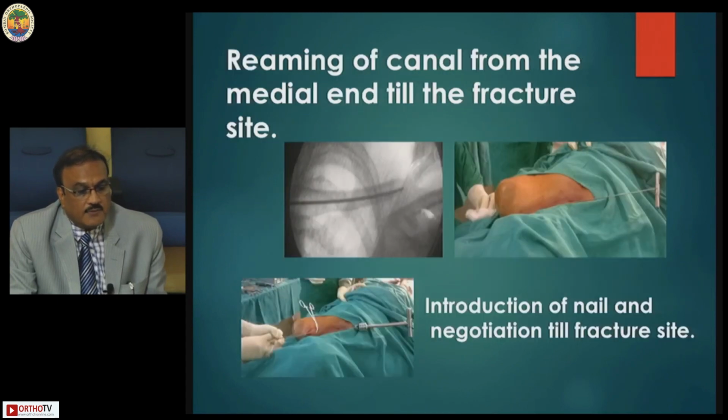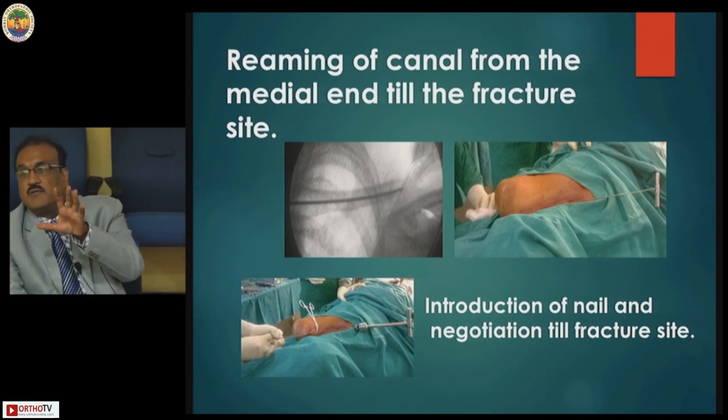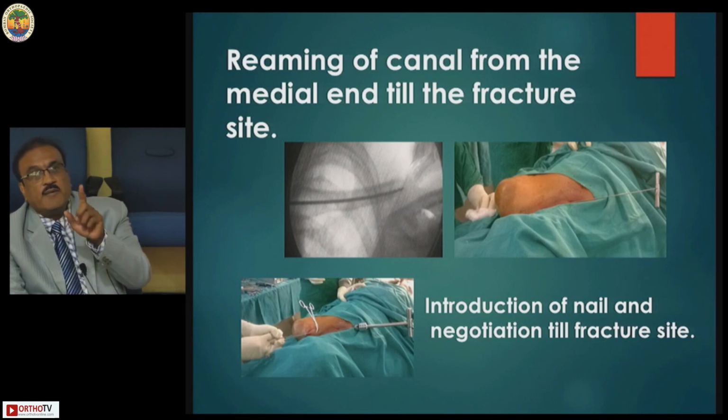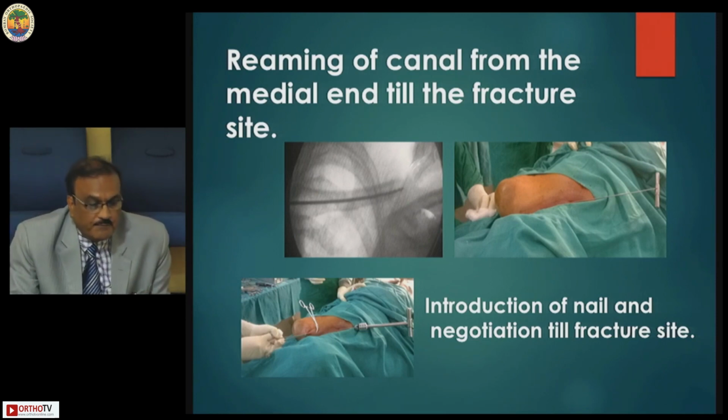Reaming of the canal from the medial end till the fracture site. And there are 2 mm, 2.5 mm flexible reamers available, even forearm reamers you can use. Unless you ream and assess the canal, don't put the nail, otherwise it will hit and probably it will not go. Because if you are not able to negotiate more than 2 mm, it is better to open and do a plating, don't do a nailing. So it must accommodate more than 2.5 to 3 mm.